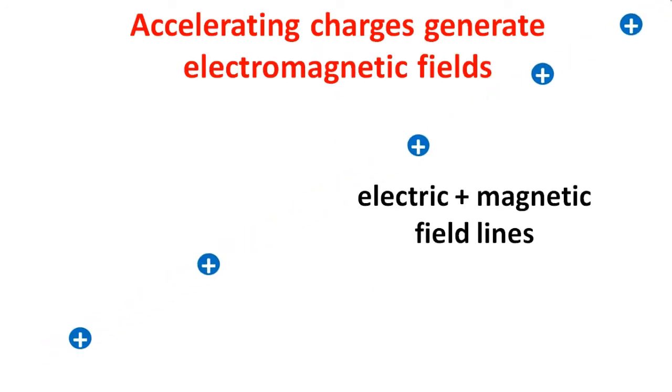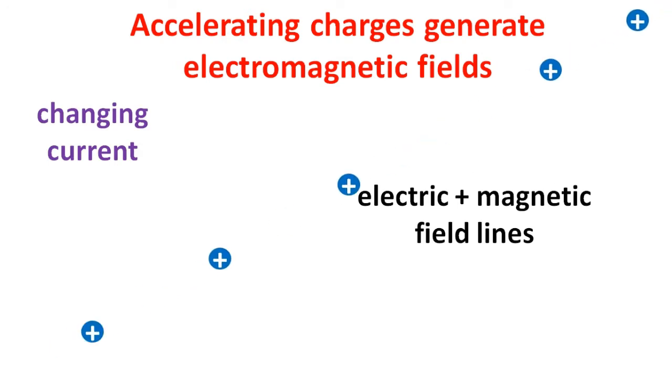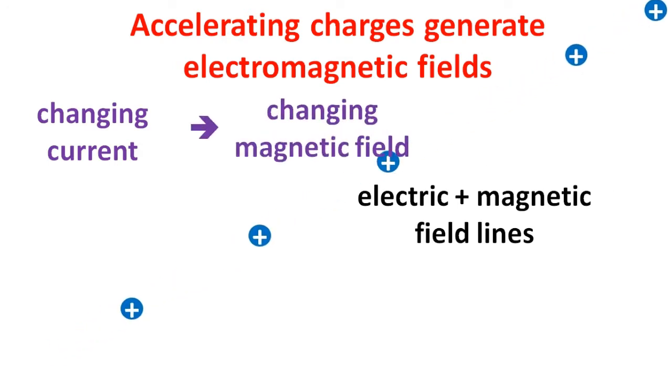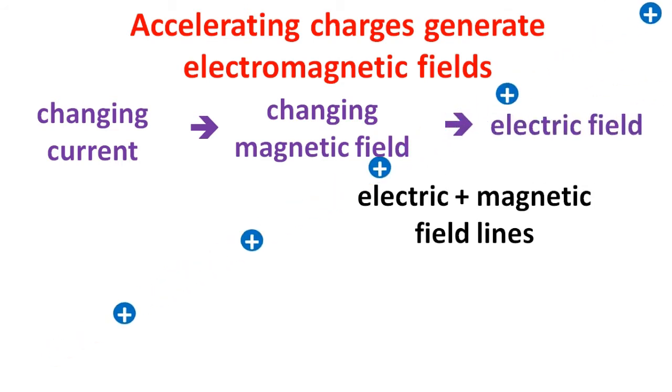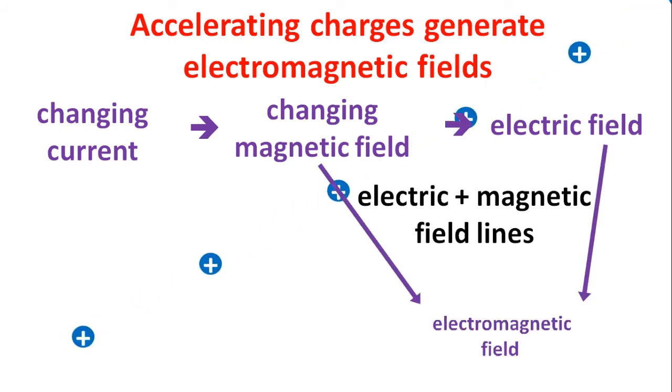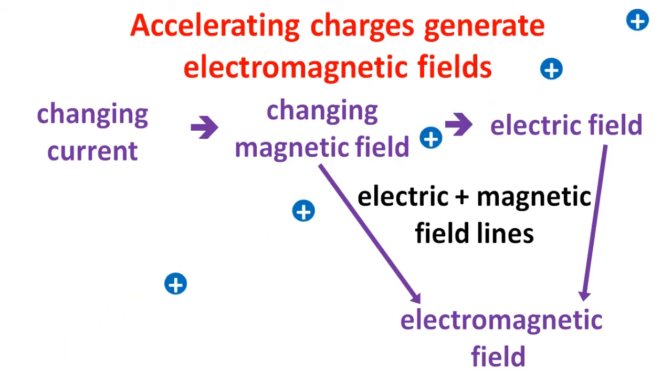How is this, Sensei? If a charge is accelerating, then the current it produces will be changing, and so the magnetic field generated will also be changing. The changing magnetic field, in turn, generates an electric field. Okay. I get it. A combination of the electric and magnetic fields generated is what gives us an electromagnetic field.